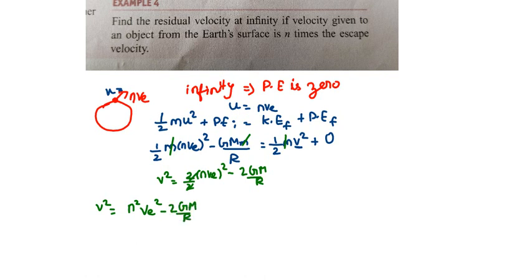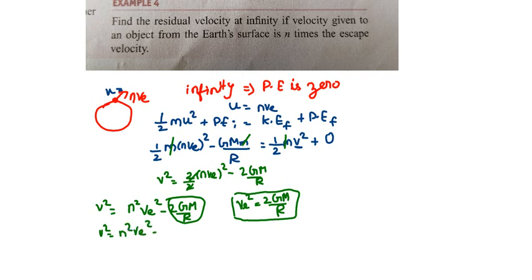Can you remember what this formula is? We already know the derivation for escape velocity, in which ve square is equal to 2GM by r. So this is the formula for escape velocity square. I can use this here: v square is equal to n square ve square minus ve square.